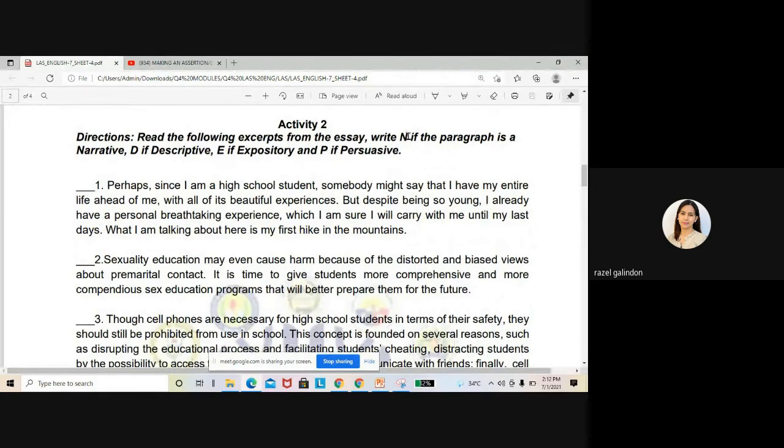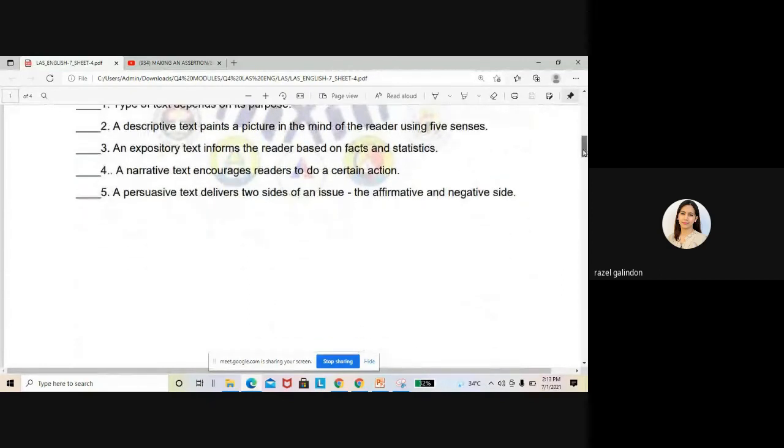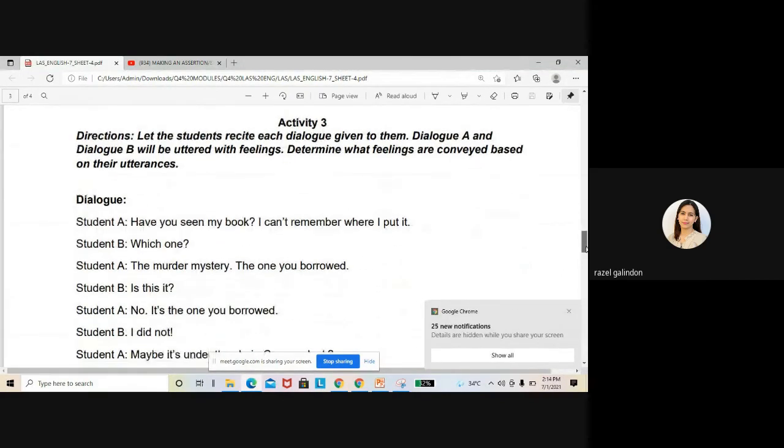Write letter N if the paragraph or the essay is narrative. Letter D if it is descriptive. Letter E if it is expository. And letter P if it is persuasive. 2 points each yan ha. Pati yung kanina, yung activity 1. 2 points each yan. Okay, activity number 3, you're just going to identify the emotion.